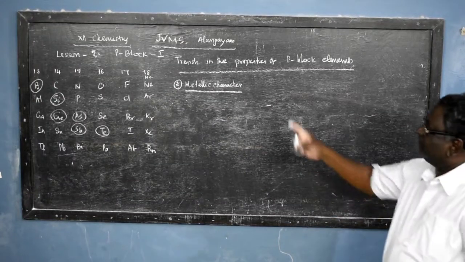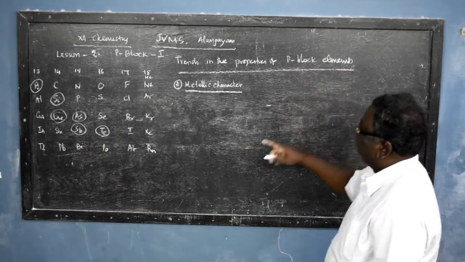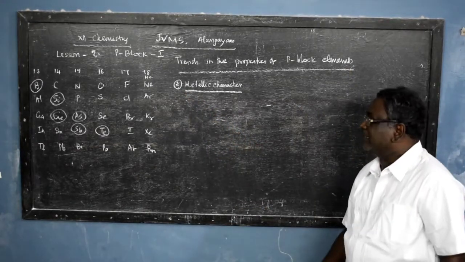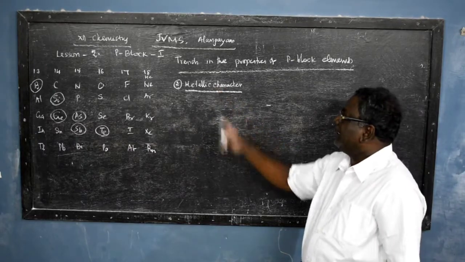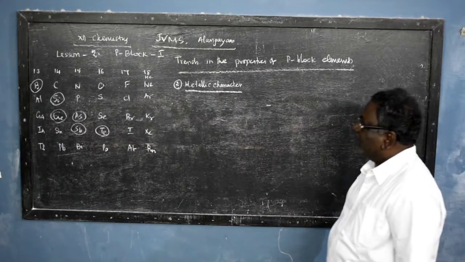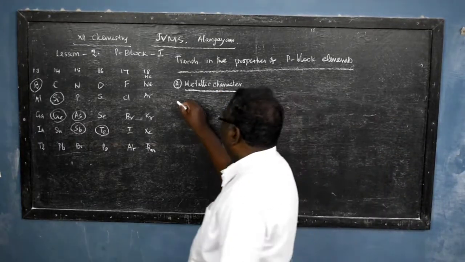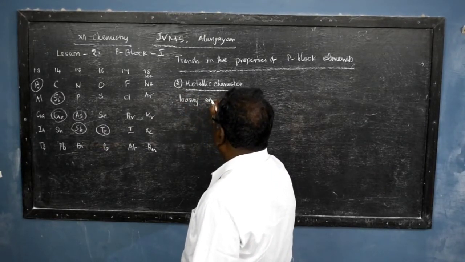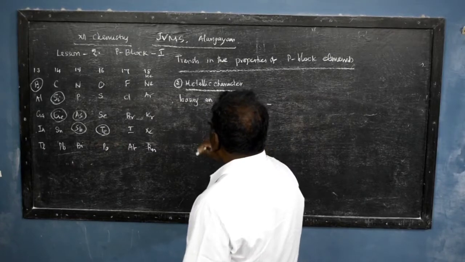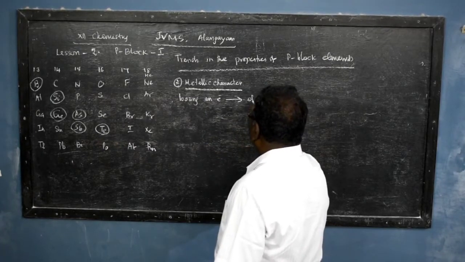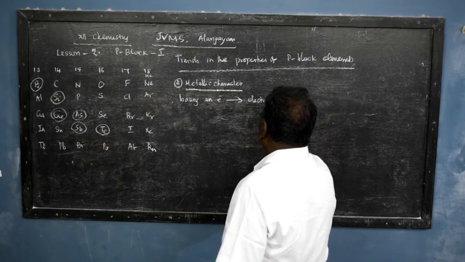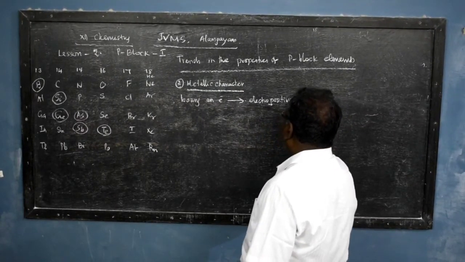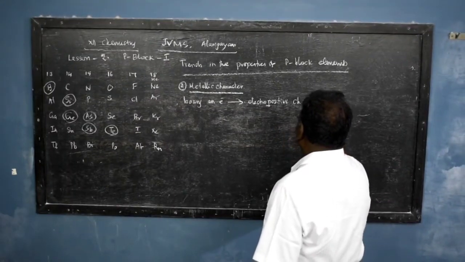We continue the trends in the properties of the p block elements. The first property that we have discussed is electronic configuration and oxidation state. Now we move on to the metallic character. So what is this metallic character? Losing an electron is called electropositive character, or metallic character.